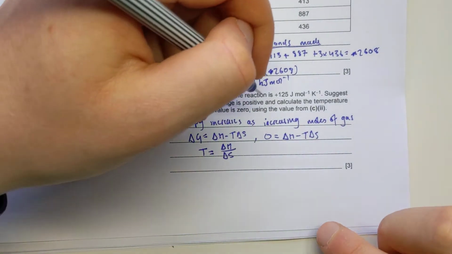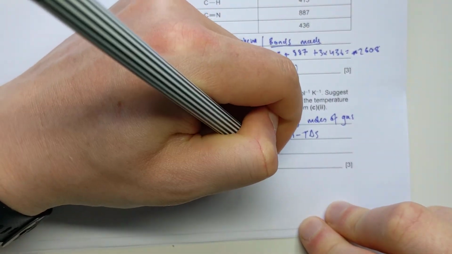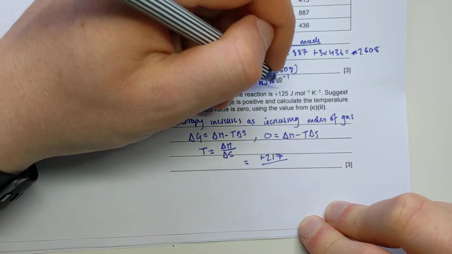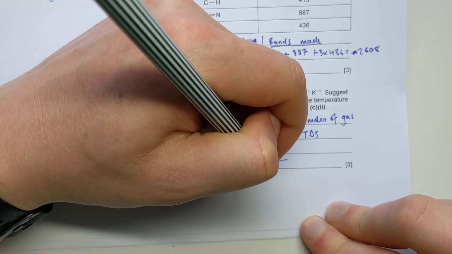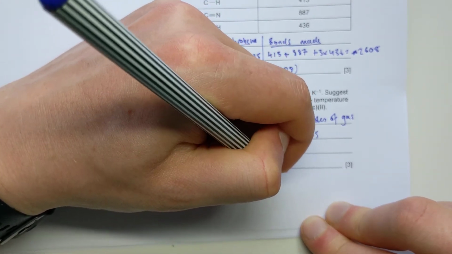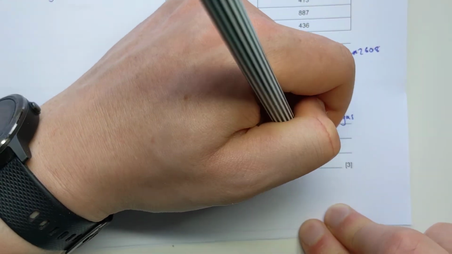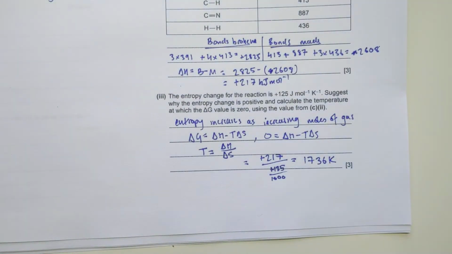So to sum in my values, I have to be careful again with units. Delta H is plus 217 from the previous part. Delta S is 125, but that is in joules per Kelvin per mole. Need to divide by 1000. So remember, with your calculator, you can do that within one fraction, so 125 over 1000 on the bottom of the fraction. That will come out with a value for temperature of 1736 Kelvin, which is quite high, but is actually correct.